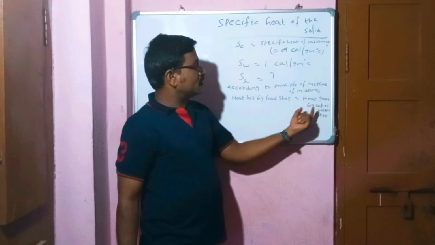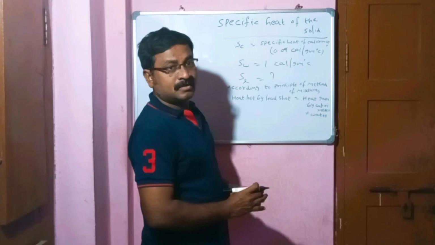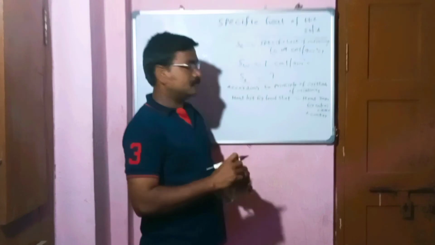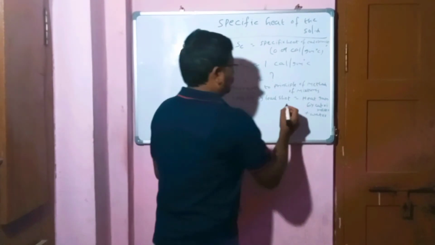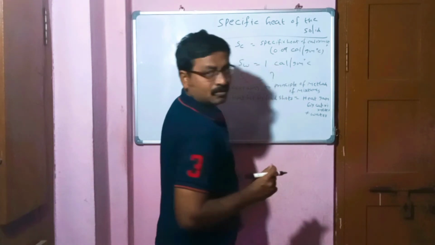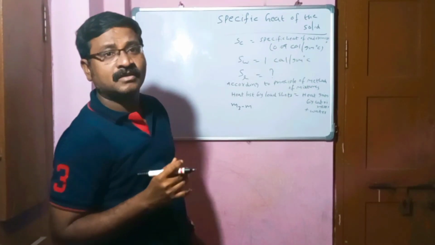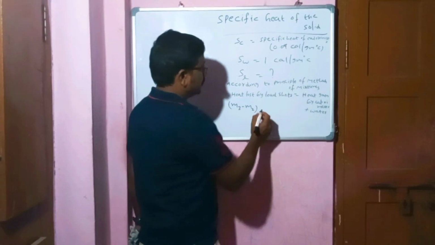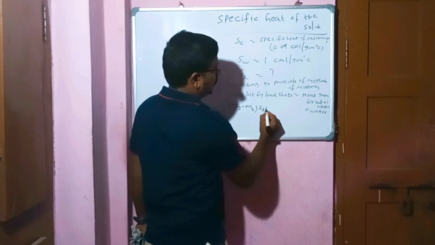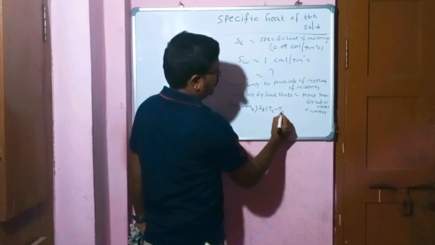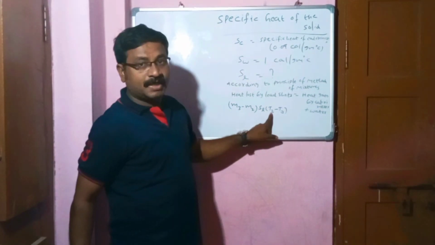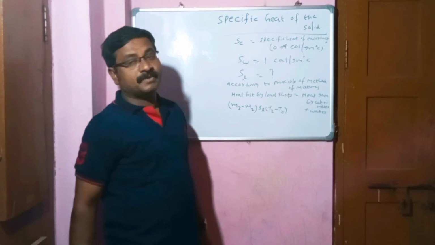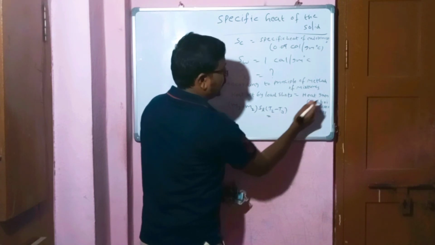Heat lost by lead shards is equal to heat gain by calorimeter plus water. M3 minus M2 is the mass of the lead shards. M3 minus M2 into SL into delta T, that is T2 minus T3, the final temperature. Here, lead shard temperature T2 minus final temperature, that is hot body minus cold body temperature, is equal to heat gain by calorimeter.